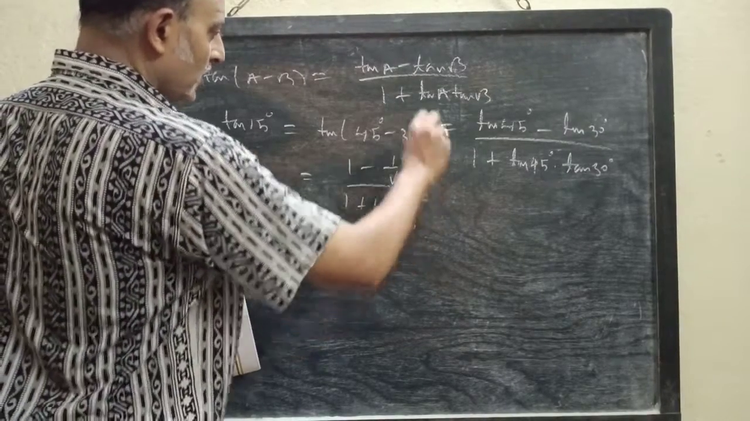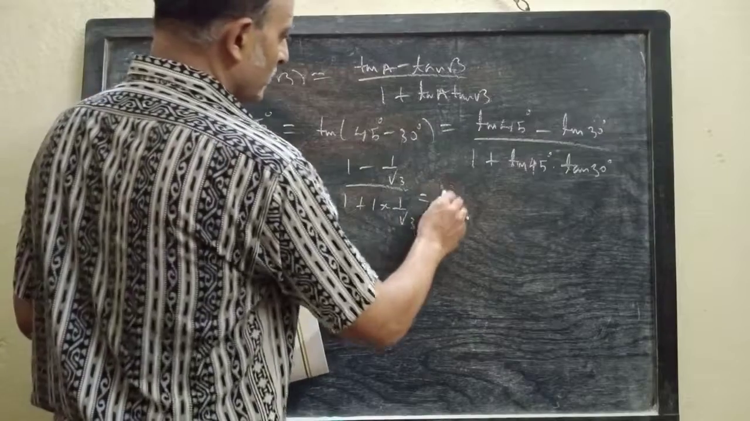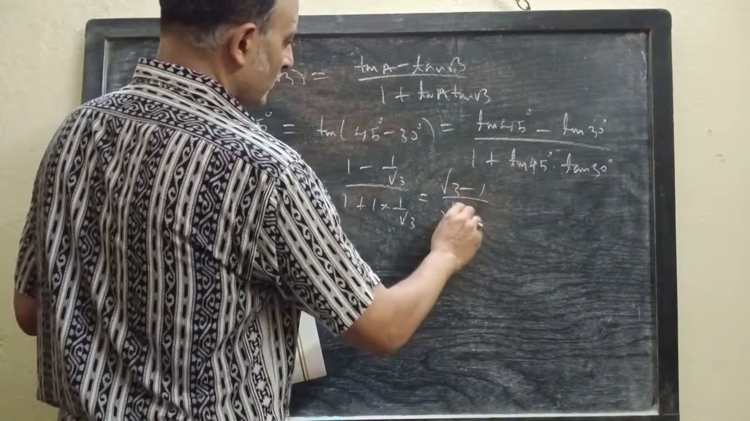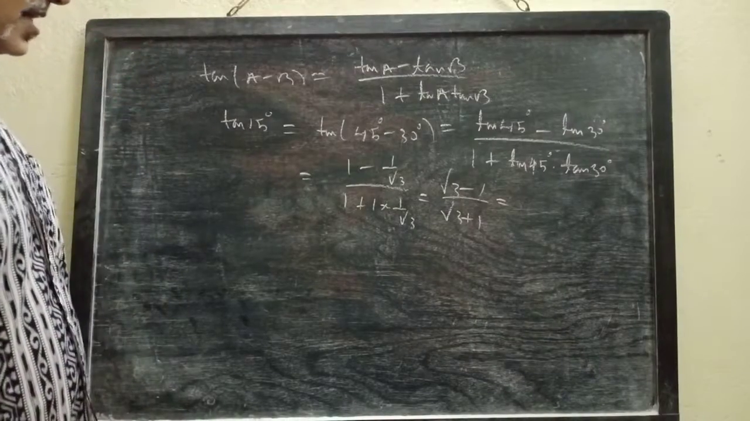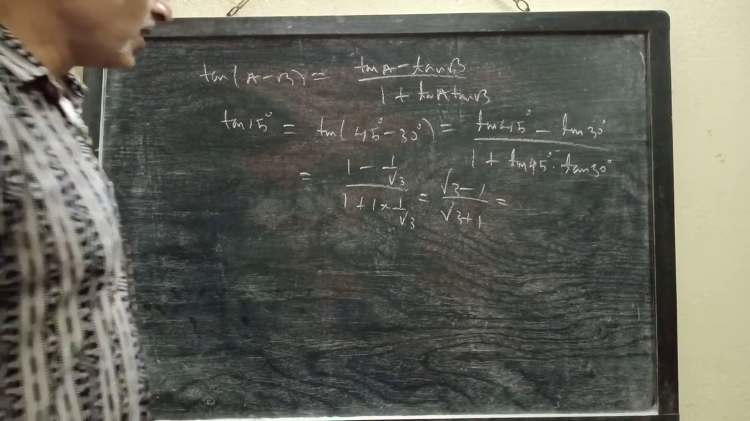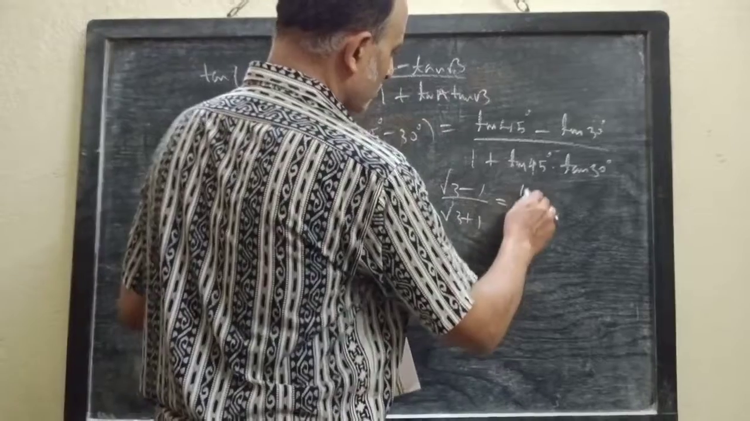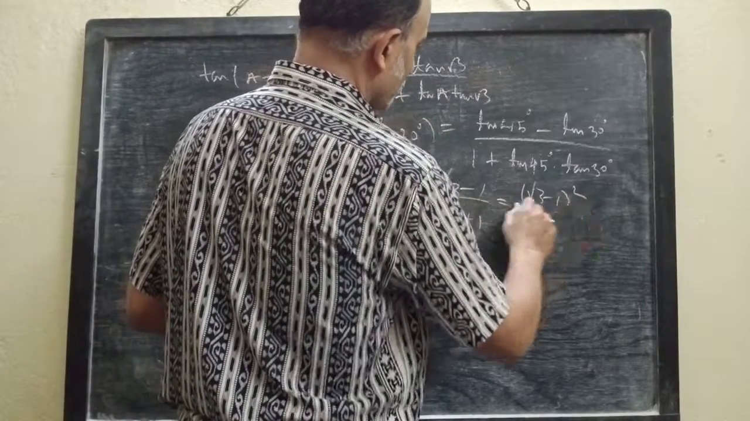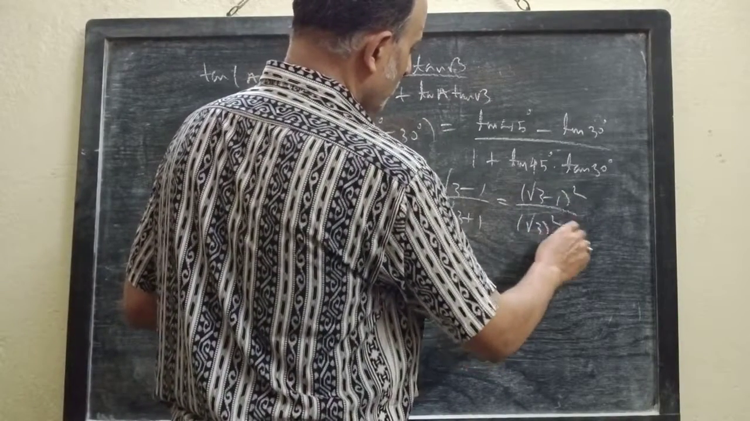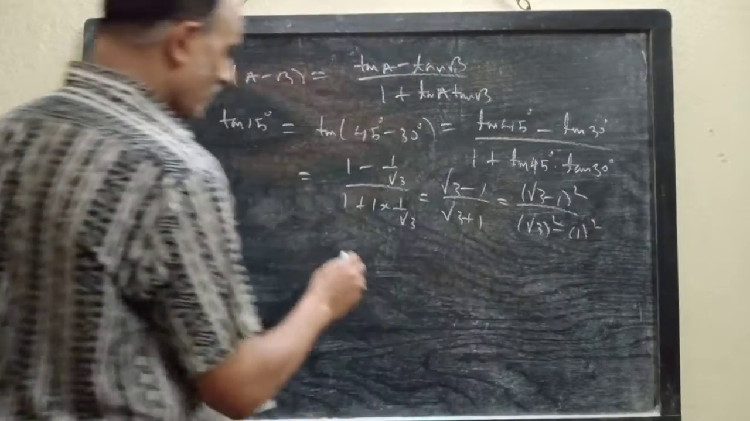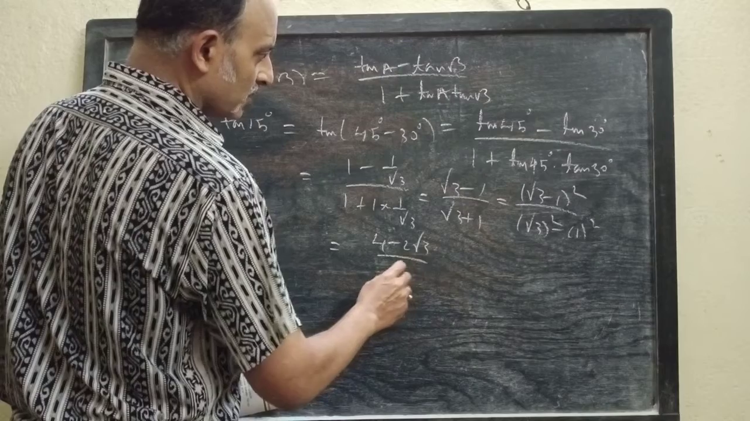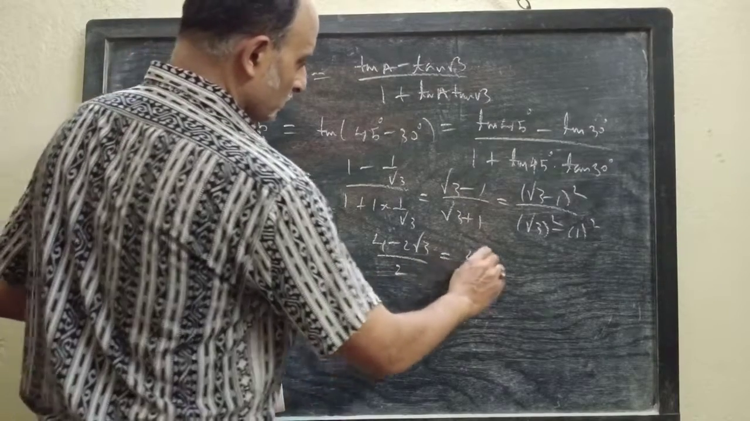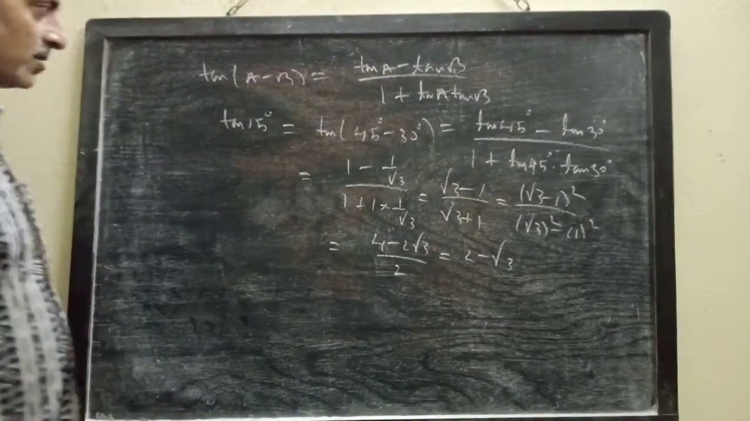by root 3. Multiply both n and d by root 3, so you get root 3 minus 1 by root 3 plus 1. Now rationalize the denominator for this. Multiply both n and d by root 3 minus 1. So the numerator will be root 3 minus 1 whole square. Denominator will be root 3 square minus 1 square. So the numerator will be 4 minus 2 root 3 and the denominator will be 3 minus 1, 2. So ultimately you get the value 2 minus root 3.